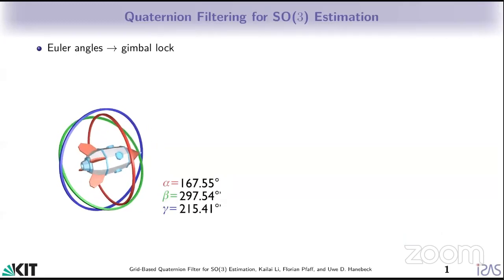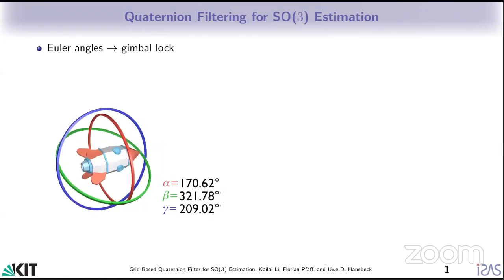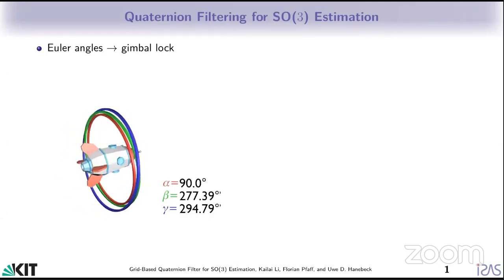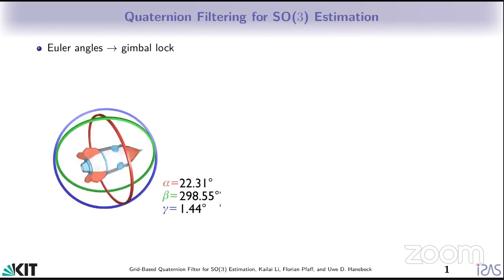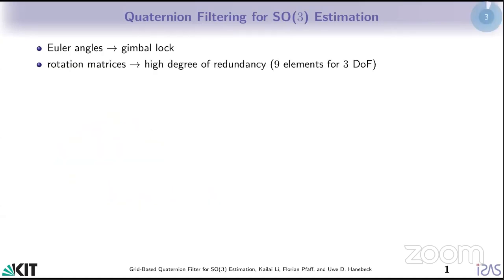Representing spatial orientations can be done with multiple approaches. One of the most popular approaches are Euler angles. However, as shown in this animation, they have the typical issue that is the gimbal lock. When two axes are aligned with each other, 1 degree of freedom is lost. This problem can be overcome via overparameterization with the rotation matrices. However, they introduce a large degree of redundancy, with 9 elements used to represent the 3 degrees of freedom, which leads to higher memory consumption and potential numerical instabilities.